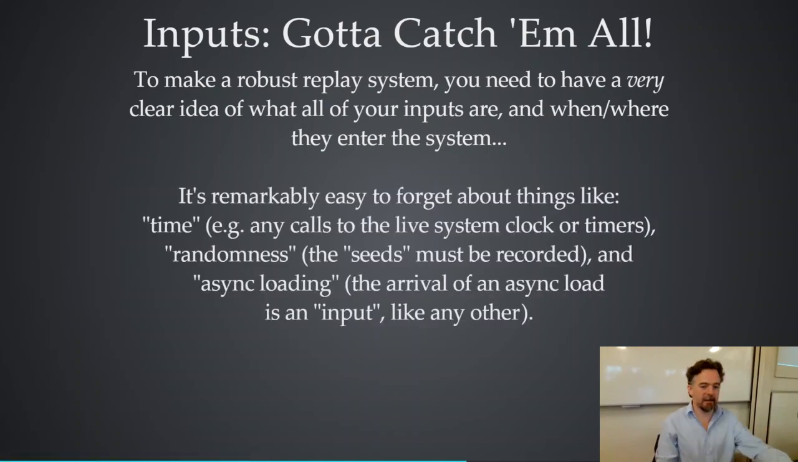It's easy to forget things like time. Imagine you have a piece of code that interrogates the system clock. When that runs live, if you look at the system clock to measure something, maybe some game logic that depends on it, it will be based on the actual time, like right now. In a replay system, you need to reproduce the old value of the time, don't you? Because it might make a difference.